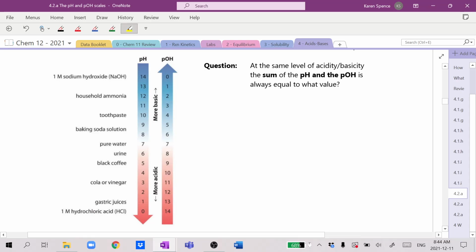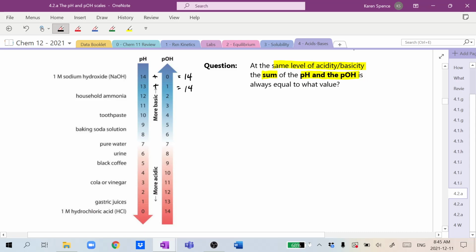Okay, taking a look at some of these things. At the same level of acidity or basicity, what is the sum of the pH and the pOH? So what we have to do is add the two. We're going to take a look at these two and add them together, and we get 14. Nice. Let's add 13 and 1. What do we get? Oh, we get 14.